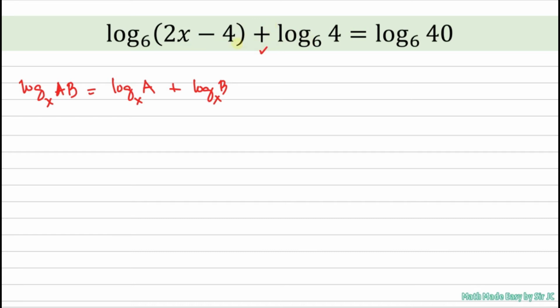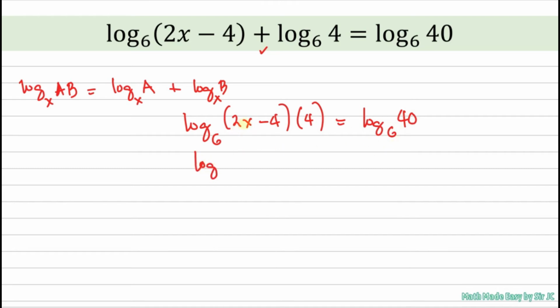Okay, so therefore this left side can be written as logarithm of 2x minus 4 times 4 with the base of 6. So applying the logarithm of product, then equals logarithm of 40 with the base of 6. So we can multiply first. We have 2x times 4 is 8x. Then negative 4 times 4, negative 16 equals logarithm of 40 with the base of 6. So we can now cancel logarithms. Okay, just put 6 here. We can now cancel logarithm, then copy 8x minus 16 is equal to 40.